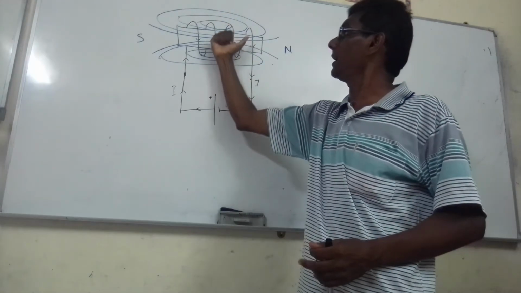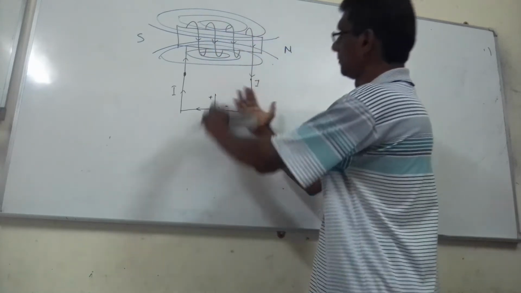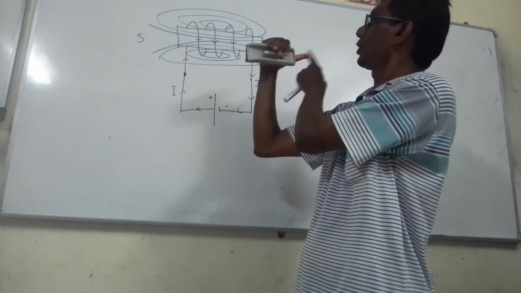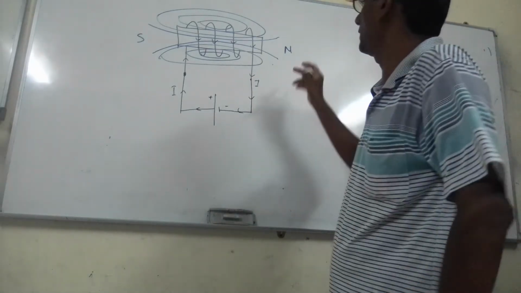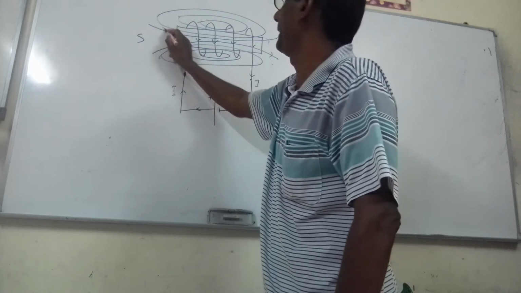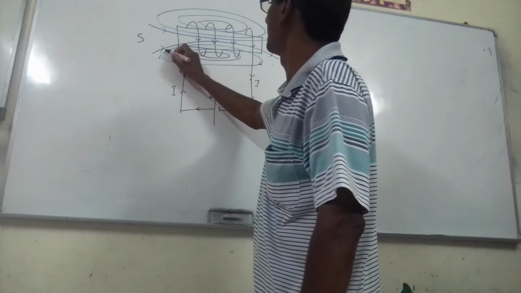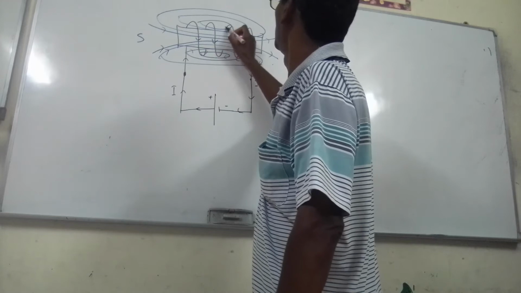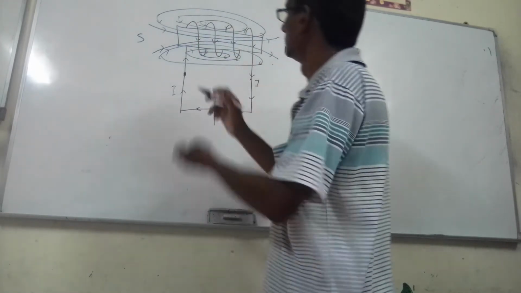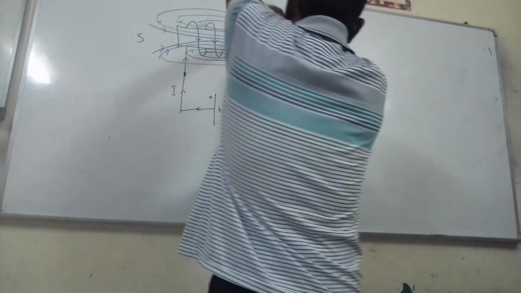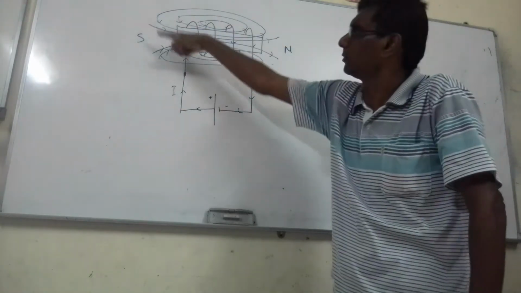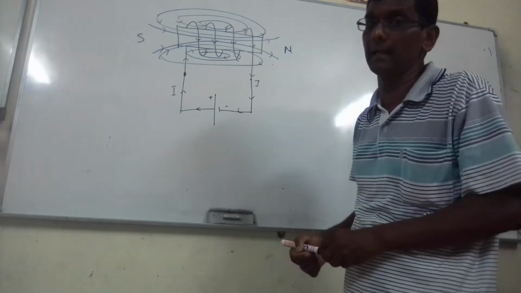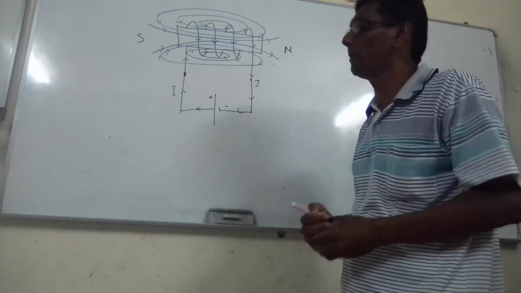So the current is coming from behind to front, like this, and this is the north pole. The direction of the magnetic field starts from the north pole and ends up in the south pole. So the magnetic field direction is from north to south. This is the direction of the electromagnetic field pattern.